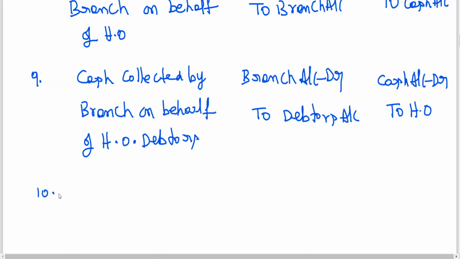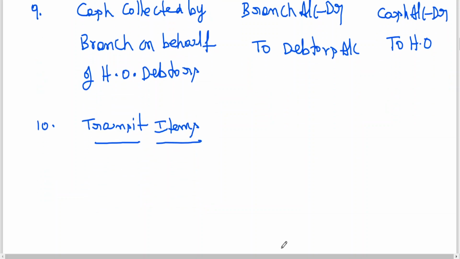Now we see the next one, tenth one. We may come across sometimes transit items. What are transit items, like goods in transit? This is also called reconciliation. Don't confuse. Reconciliation is nothing but what you have learned in BRS. Transactions recorded in one book but not recorded in the other books are called reconciliation items. General reconciliation items are called transit items.